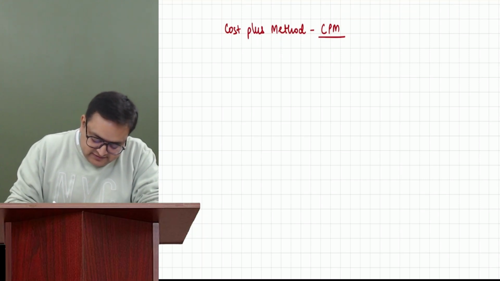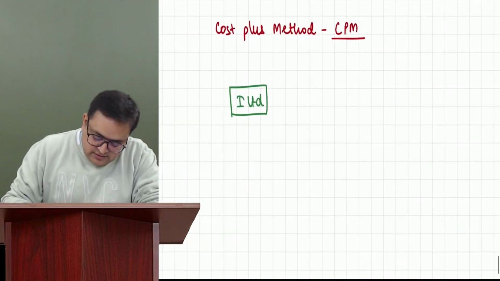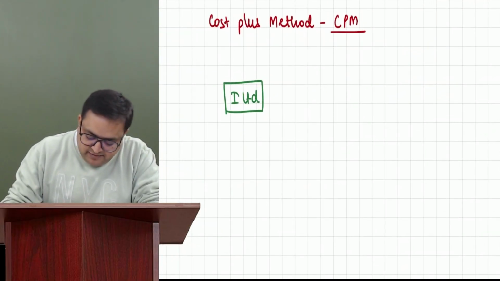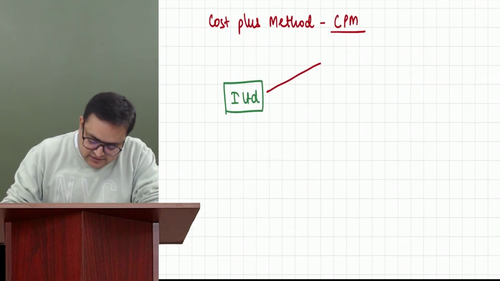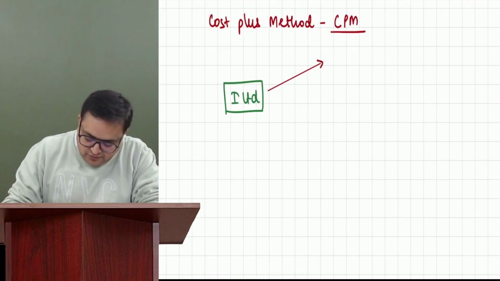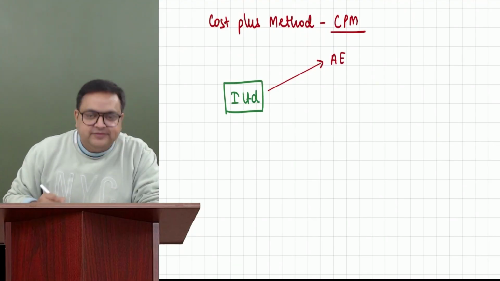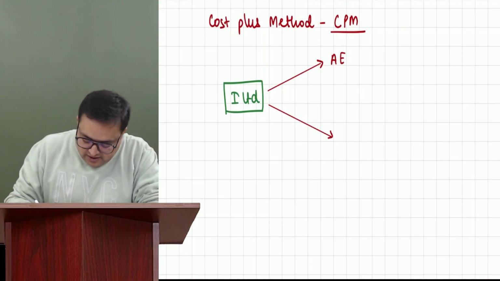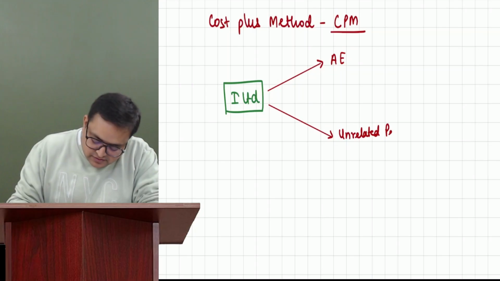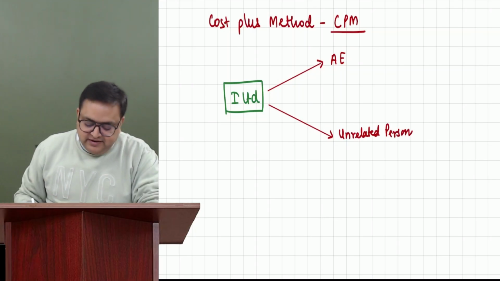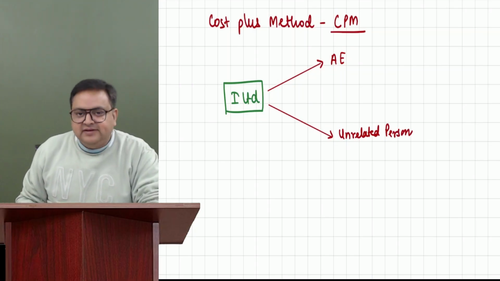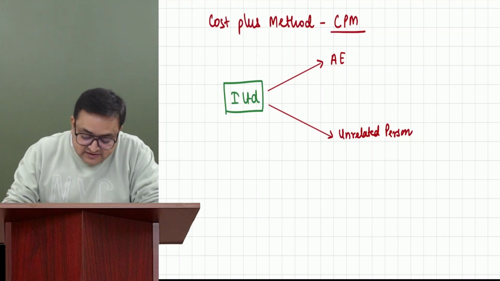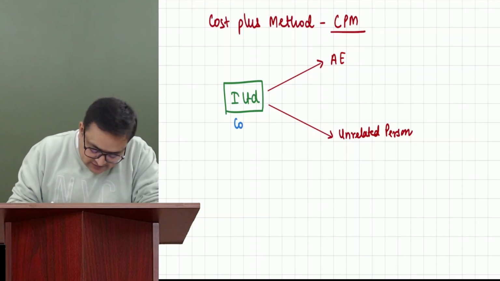Again, please tell me, generally, let's say this is I Limited. Please tell me whether I Limited is selling it to associated enterprises, or they are selling it to an unrelated person. Right? We are selling it to associated and we are selling it to unrelated person. What would be the same value? The same would be our cost.